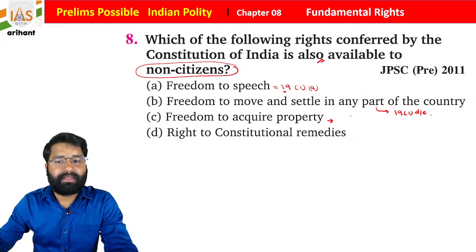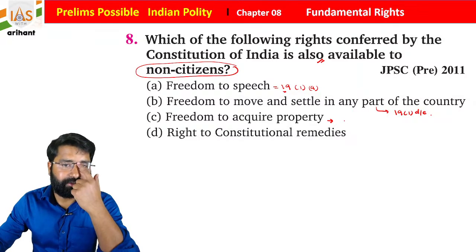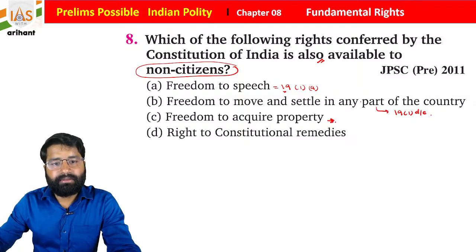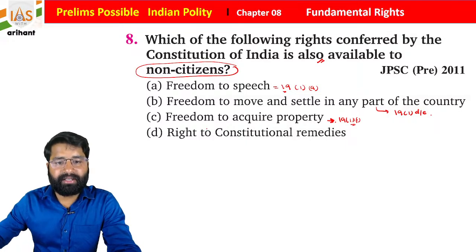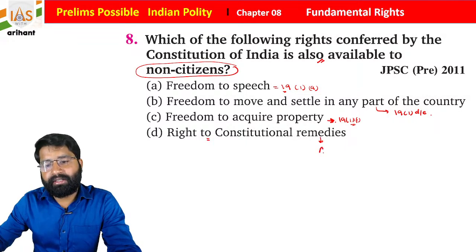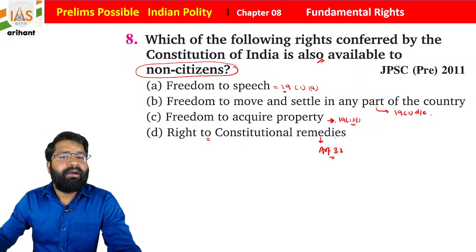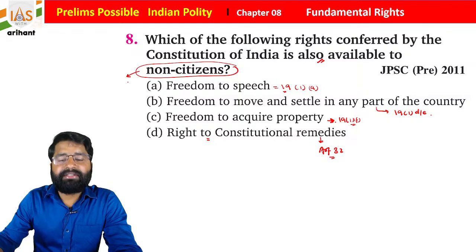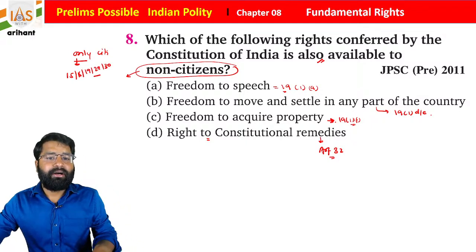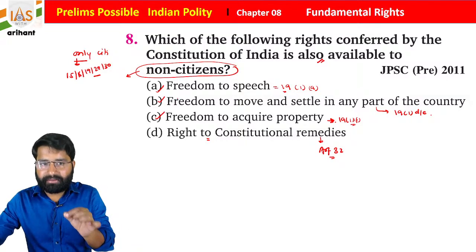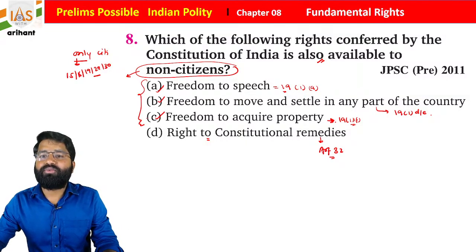Acquire any property: it was initially under Article 19(1)(f), but now it is a legal right under Article 300A. And the right to constitutional remedies is Article 32, students. So what you find, students, is that there are a few rights available only to citizens. These are Articles 15, 16, 19, 29 and 30. If you see A, B and C, these are all connected with Article 19, so this is not available to foreigners or any aliens.